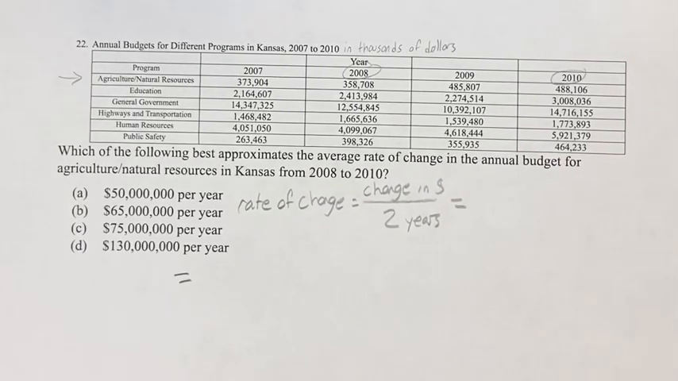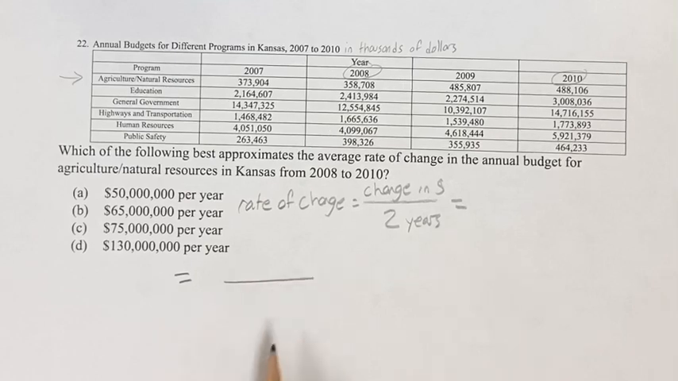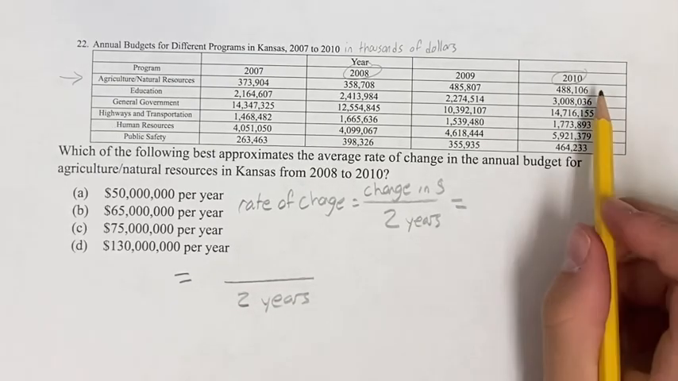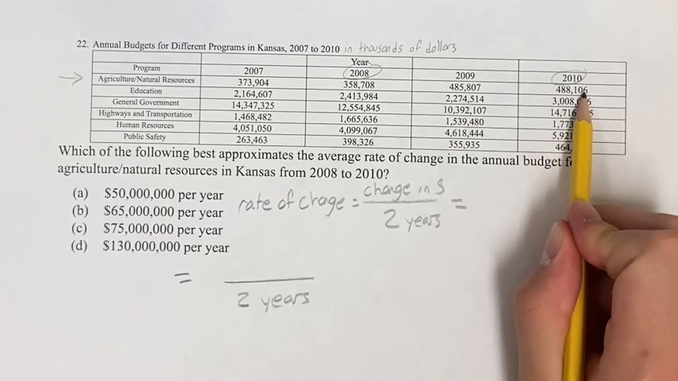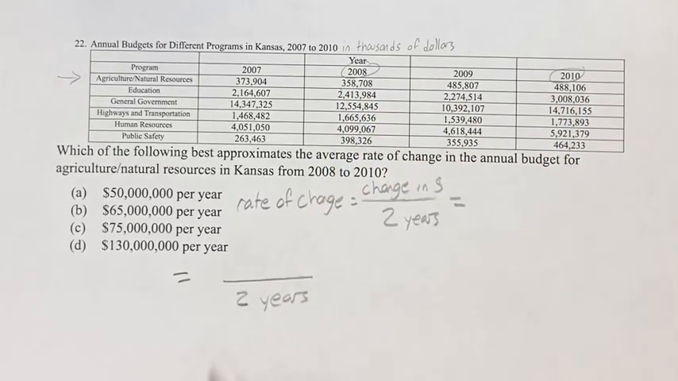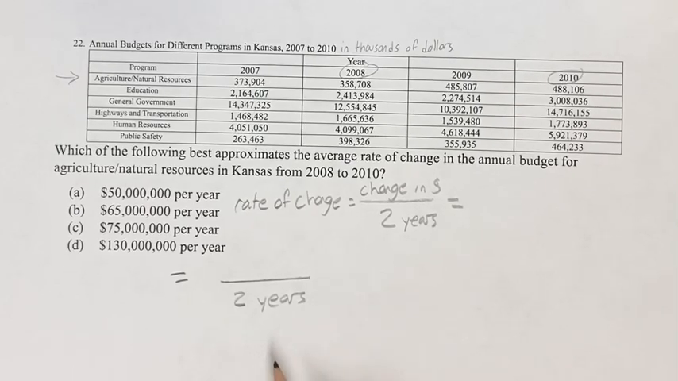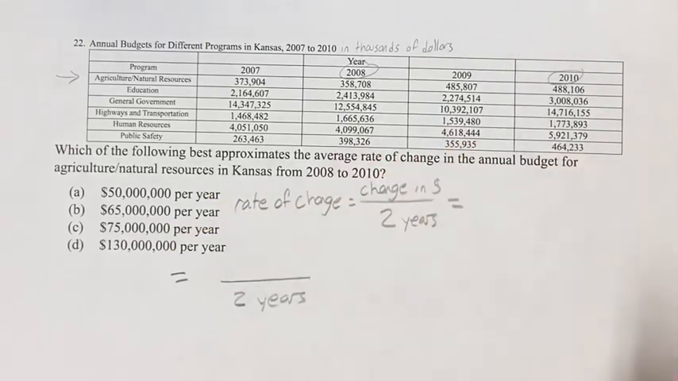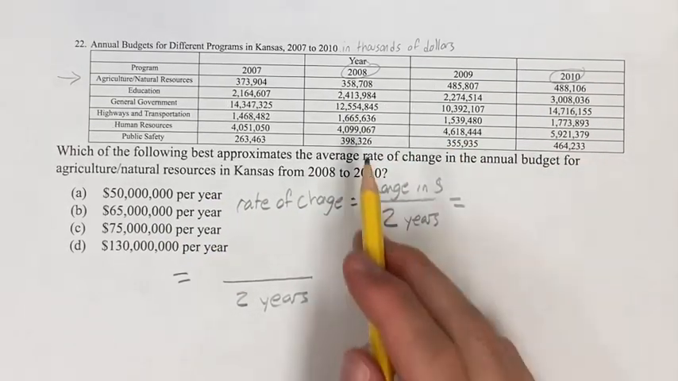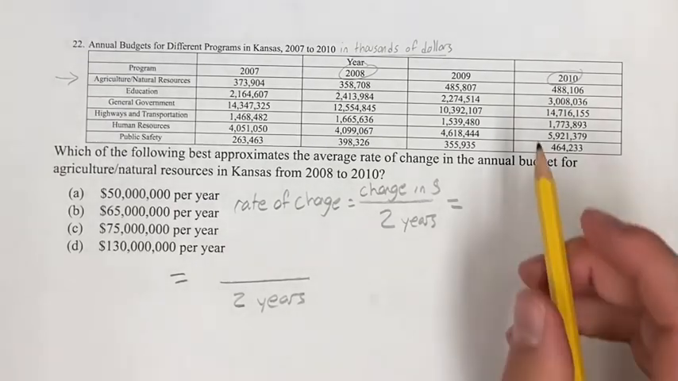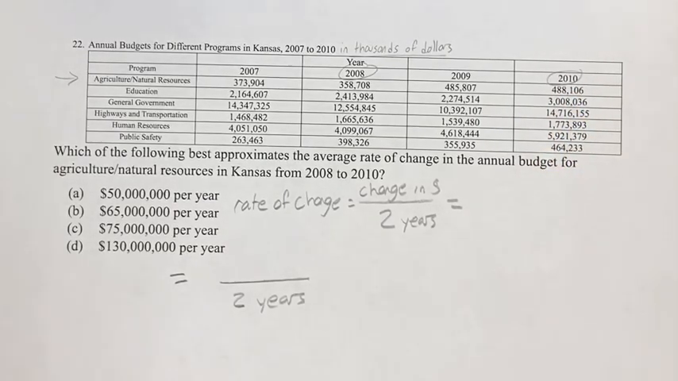Well, we're going to need a little bit more room for that, so let's write it down here. We have, keeping the denominator the same, 488,106 and 358,708. Now you'll notice that we're going to be subtracting these values, and none of these come close to 50 million or 65 million. That's because we have to remember this is in thousands of dollars. So keeping that in mind, we're going to have to multiply these numbers by 1,000.